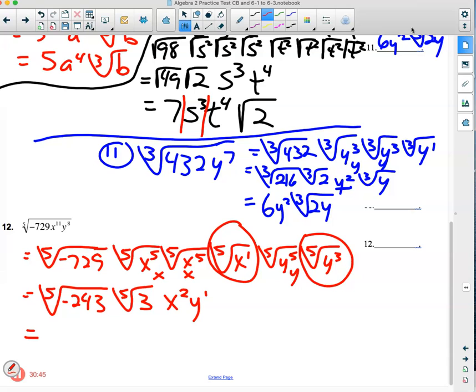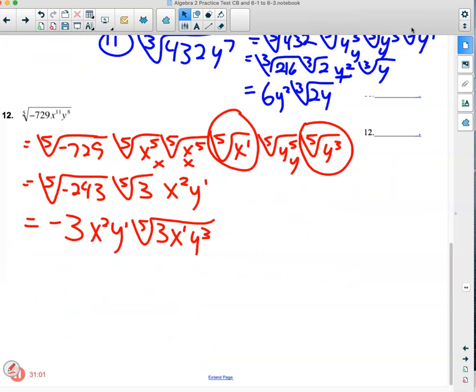The fifth root of negative 243 would be negative 3. We have a nice x squared and a nice y to the first. But then we need the ugly stuff. That's going to be a 3, an x to the first, and a y to the third.